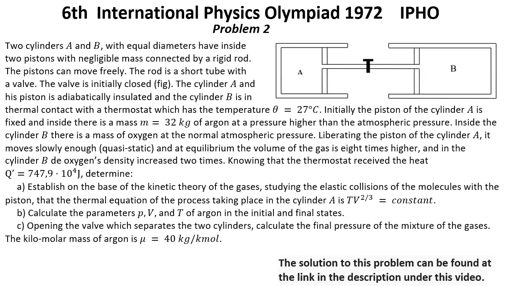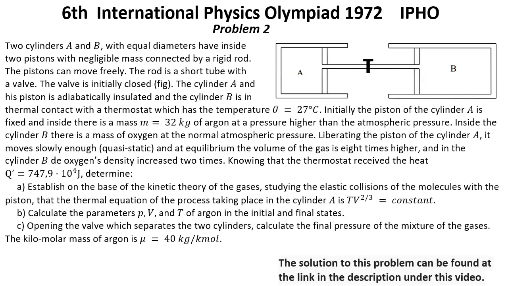2 cylinders A and B with equal diameters have inside 2 pistons with negligible mass connected by a rigid rod. The pistons can move freely. The rod is a short tube with a valve. The valve is initially closed. The cylinder A and its piston are adiabatically insulated, and the cylinder B is in thermal contact with the thermostat, which has the temperature theta equal to 27 degrees Celsius.